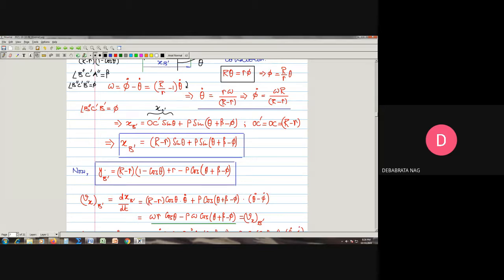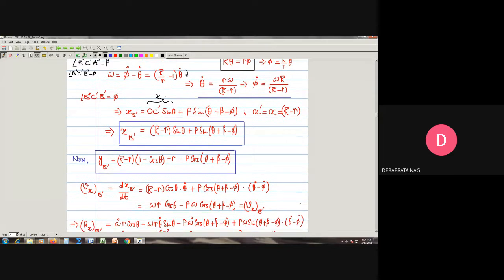In order to calculate the y component of the velocity of the point b prime, you need to differentiate this expression with respect to time. But before going to differentiate that, let me complete this. When we have found the x component velocity, we can further differentiate this expression to calculate the acceleration, because we need to calculate acceleration also.